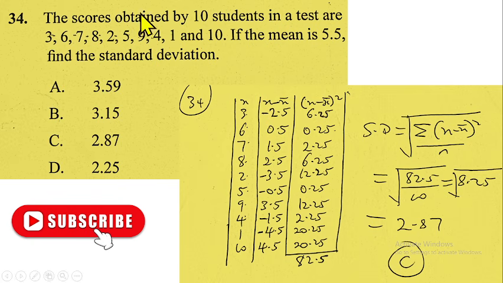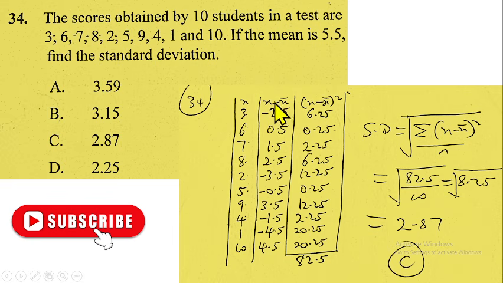Question number 34 now is from statistics. The scores obtained by 10 students in a test are 3, 6, 7, 8, 2, 5, 9, 4, 1, and 10. If the mean is 5.5, find the standard deviation. We know that this is ungrouped data, and standard deviation will be the square root of the summation of x minus x bar squared over the number of elements. So we know our x are the elements given to us, the data given to us, and we have been given the value of our mean, which is our x bar.